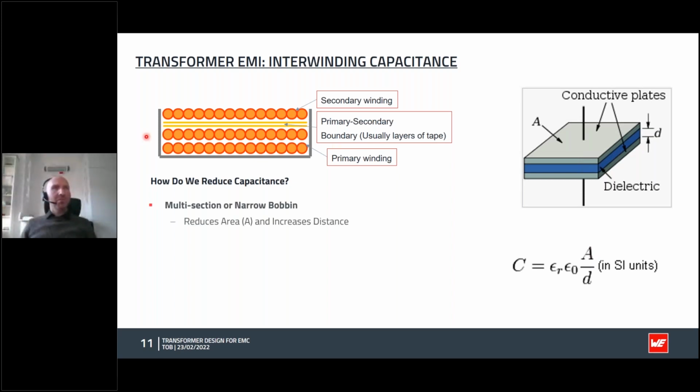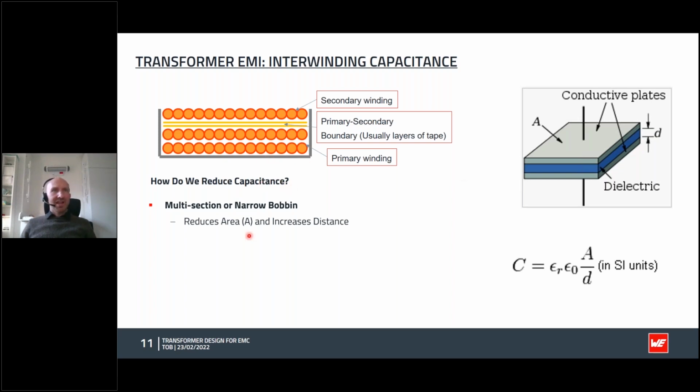So on a typical transformer, we'll have, say, a primary winding here, and often it's made up of more than one layer. So we have one layer here, then another layer. Then we have some tape or some barrier between the secondary. So what does this look like? It looks very much like this parallel plate capacitor. We have this winding, which is one plate, and we have the secondary winding, which is the other plate, and then we have some tape or maybe some air in between them, which is the dielectric. How can we reduce this capacitance then?